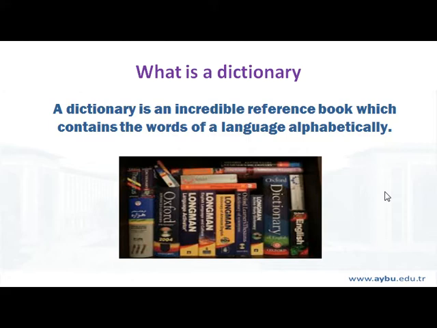One of the key parts of language learning, especially foreign or second language, is having the right dictionary and knowing how to use it effectively.